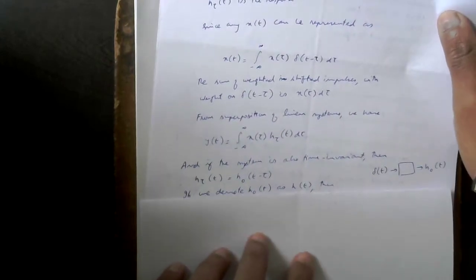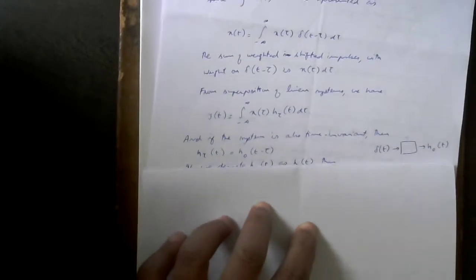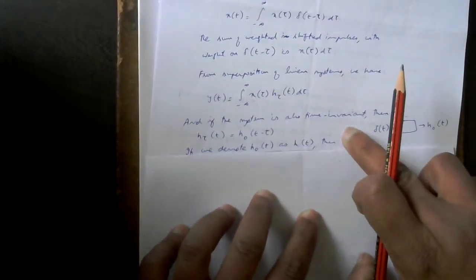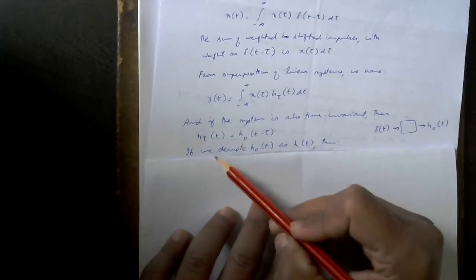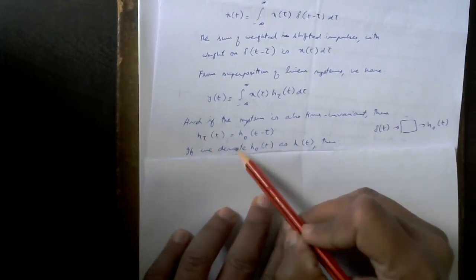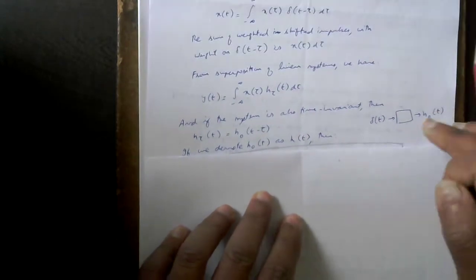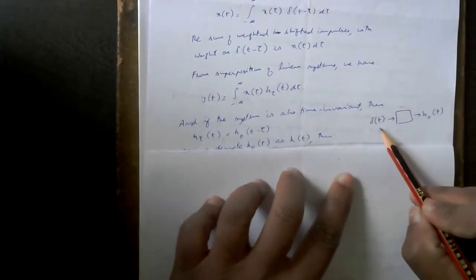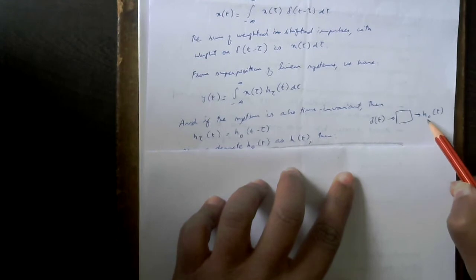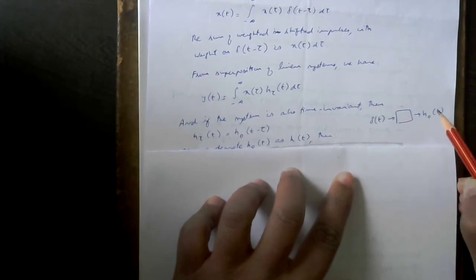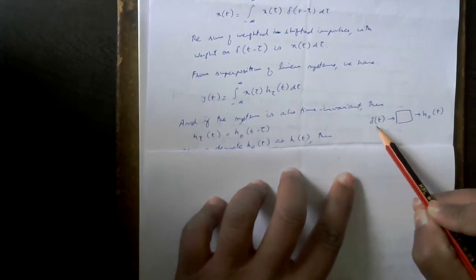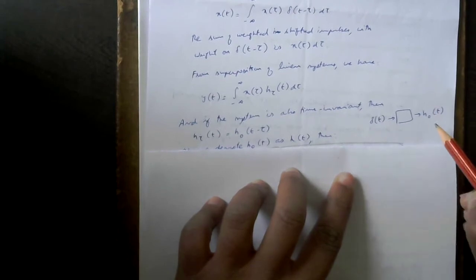And similar to what we did in the discrete time case, if the system is also time invariant, then we have h tau of t is equal to h0 of t minus tau. Okay, so essentially if we give delta of t as input, we assume we get h0 of t as output, and so if we give delta of t minus tau as input, we get h0 of t minus tau as output.